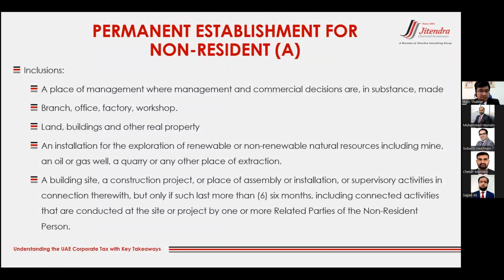They are having an office, factory, branch, land, building, or they are into the installation for the exploration of renewable or non-renewable natural resources, a building site, or a construction project which is there for more than 6 months, they are covered as a permanent establishment. So if your company is a non-resident and is covered in these inclusions, then yes, you are covered under the corporate tax.